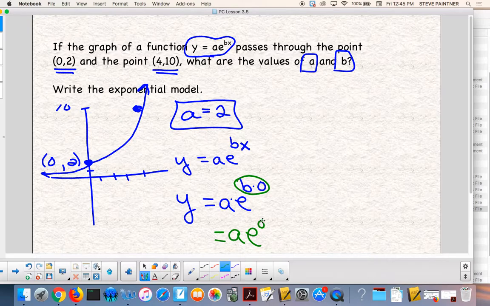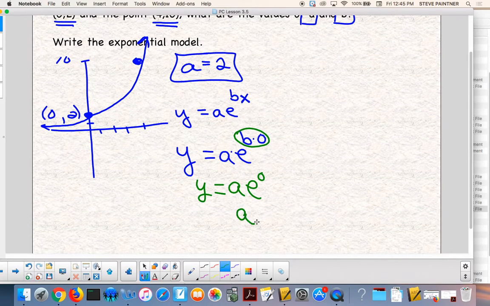E to the 0, right? E to the 0 is what? 1, and 1 times A is what? A, so A equals, sorry, you'd have to plug this in, I guess, 2. Y is 2, so you'd end up with 2. It's just too easy, isn't it? It's just 2. I hope you don't have to do anything like that, but if you do, you do.